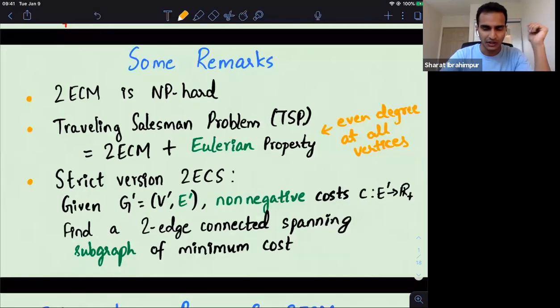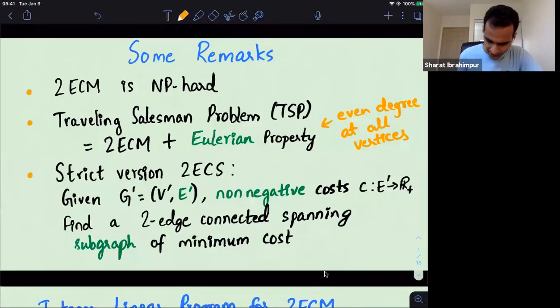There's also a strict version called 2ECS. In this, we have a graph G' with vertex set V' and edge set E'. Observe that G' need not be a complete graph. We are given non-negative cost c on the edge set, and here I don't impose that the cost function be a metric. The goal here is to find a 2-edge-connected spanning subgraph, not a multi-subgraph, a strict subgraph, of minimum cost. So you're allowed to use each edge at most once.